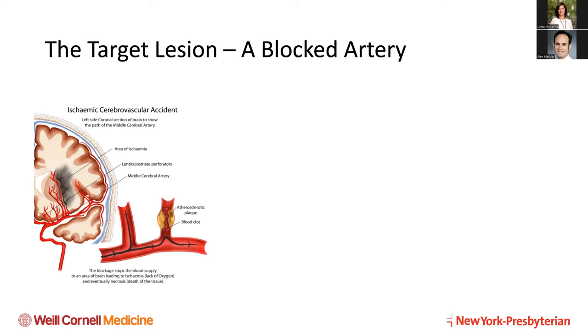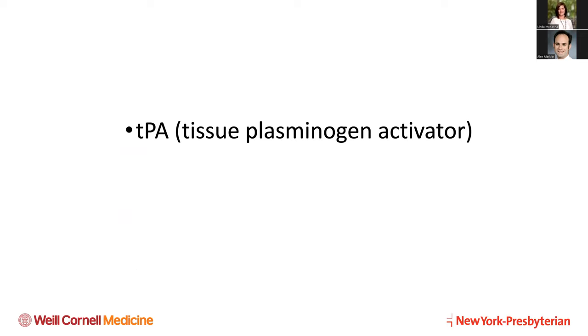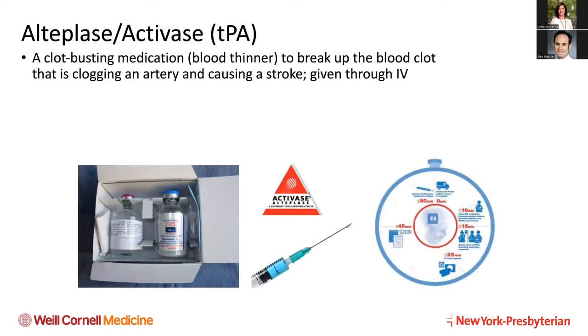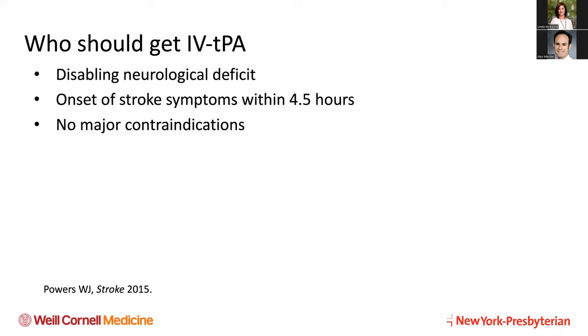And so the goal is to unclog a blocked artery. And we either use TPA or thrombectomy to do that. So let's talk about TPA first, which is tissue plasminogen activator. And it's basically a medication that's used to break up the blood clot that is clogging the artery and causing a stroke. It's given intravenously, so you do need to set up an IV, and it's given as a bolus and then continuously over 1 hour.